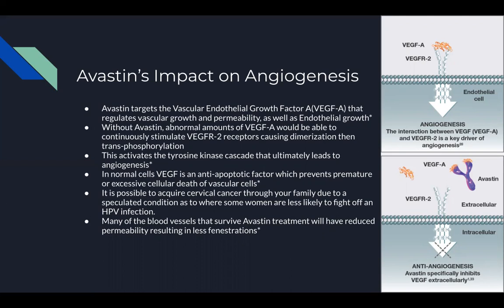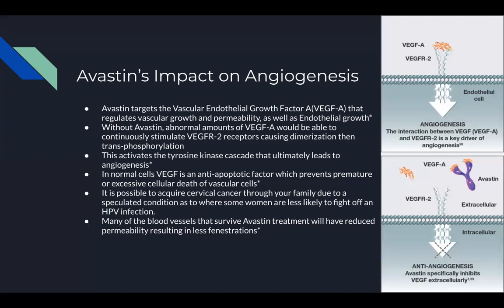Without Avastin, abnormal amounts of VEGF-A would be able to continuously stimulate VEGFR2 receptors, causing dimerization, then transphosphorylation. This activates the tyrosine kinase cascade that ultimately leads to angiogenesis. VEGF-A can bind to VEGF receptor 1 or 2, but more commonly binds to VEGFR2 as shown in the image. In normal cells, VEGF is an anti-apoptotic factor which prevents premature or excessive cellular death of vascular cells. In cancerous cells, the VEGF factor is overexpressed, which is a critical component of tumorigenesis.